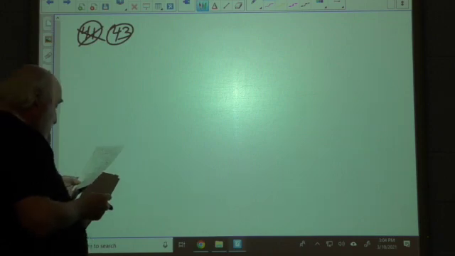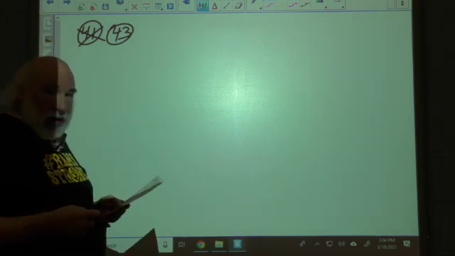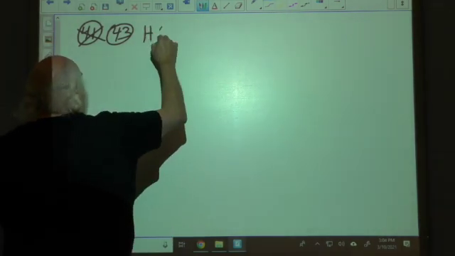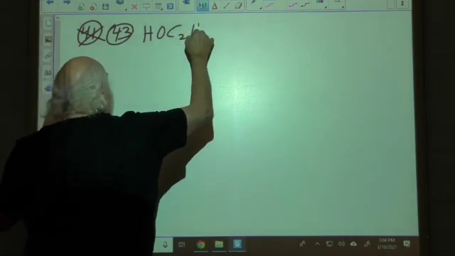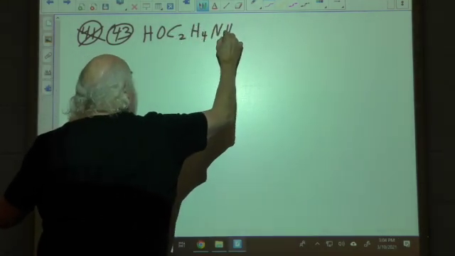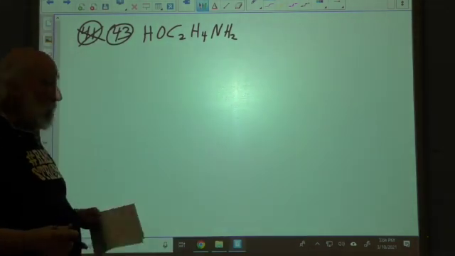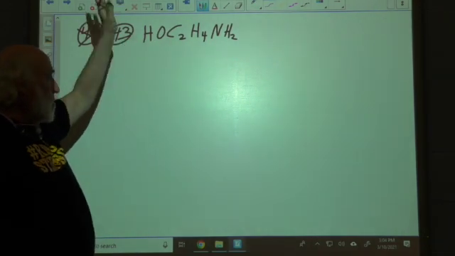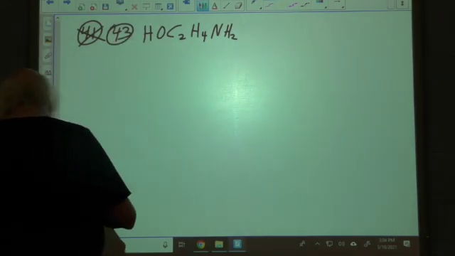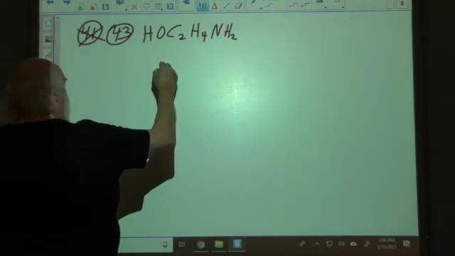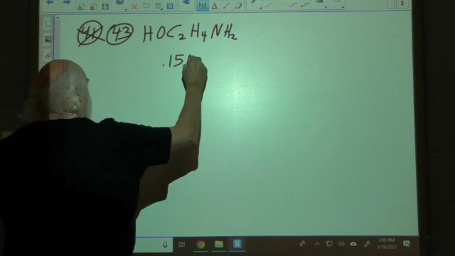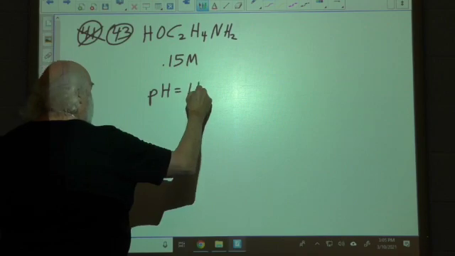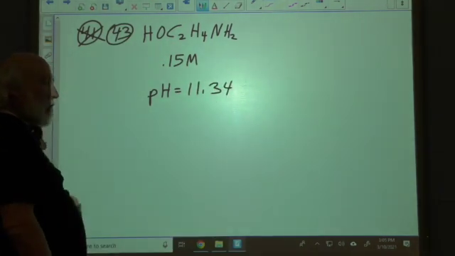We are asked to find the Kb for the following situation. We have a compound, HOC2H4NH2. Now, because we've studied organic chemistry, we know right away that this is a base because that's an amine. We ignore all the other nonsense in front of it. But we also know that the concentration of this is 0.15 molar. And we are told that the pH of this solution is 11.34. Well, that tells us it's a base because it's greater than 7.